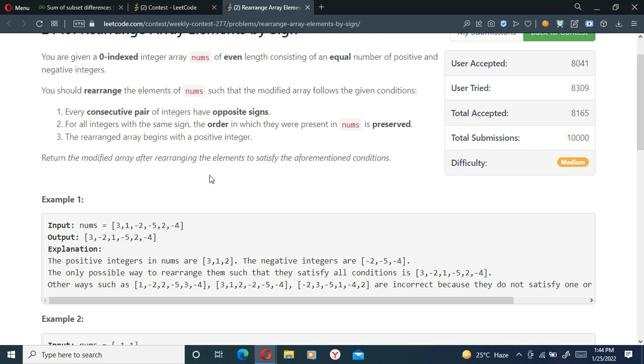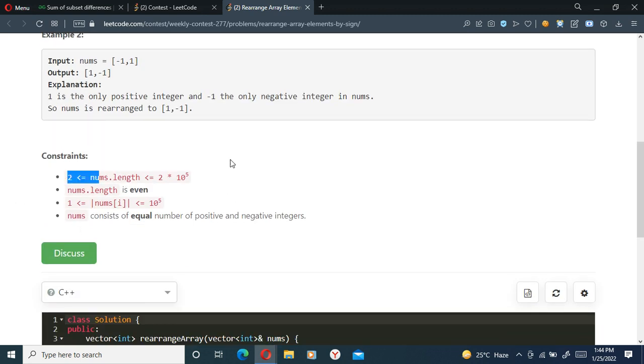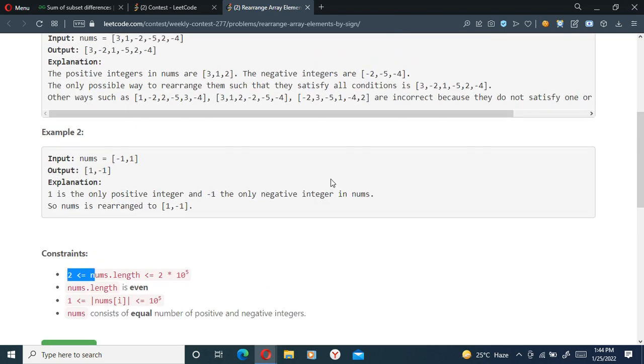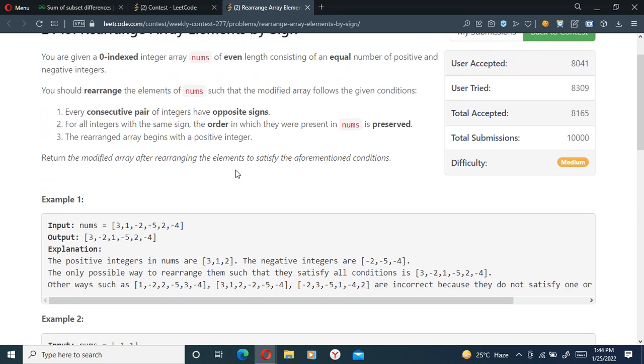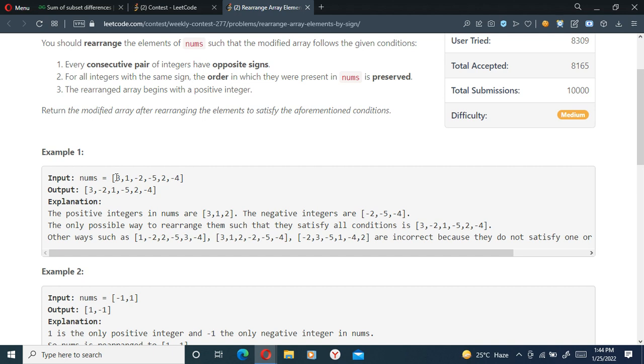Indeed, return the modified array. Okay, so what is the size of the array? Let's see first: 2 times 10 to the power 5. And it is even every time. nums contains equal positive and negative numbers, so there are at least 2 elements, and there is no possibility of it not being formed. So let's see. 3, 1. I get a 3, I get a 1, and I need to conserve its pattern as well.